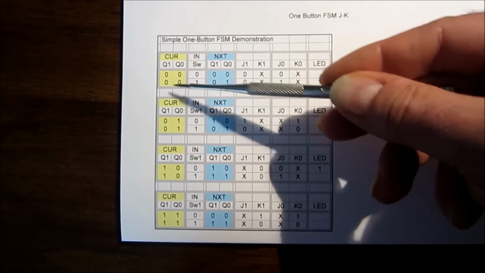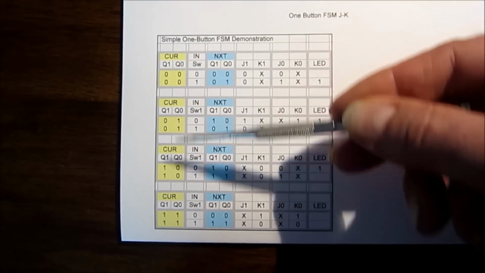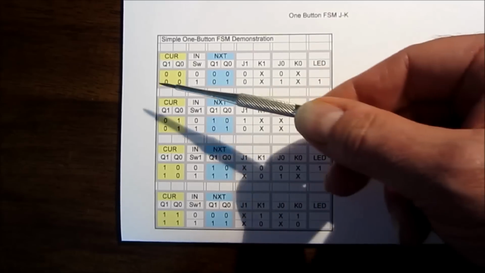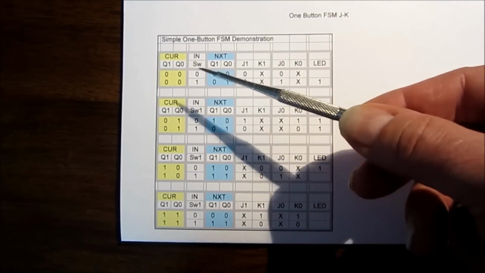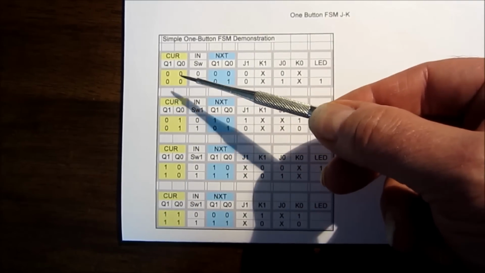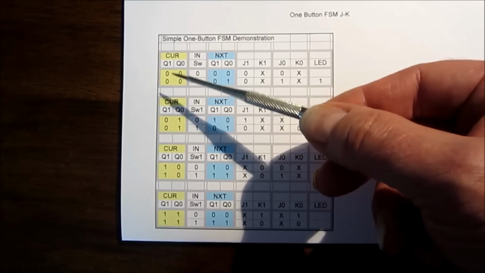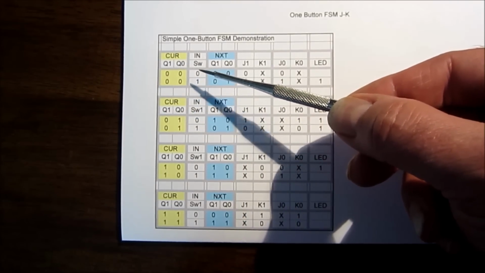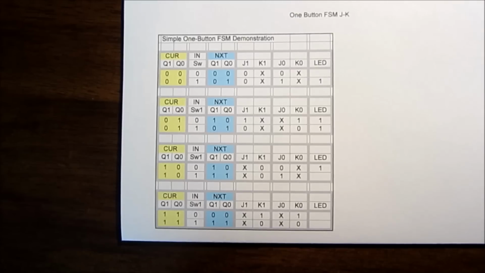So what we have here, the yellow column is the current state, the blue column is the next state. And we have 4 states, 1, 2, 3, 4. But in each state row, we have listed 2 rows of that state because we have that state with the switch off and that state with the switch on.